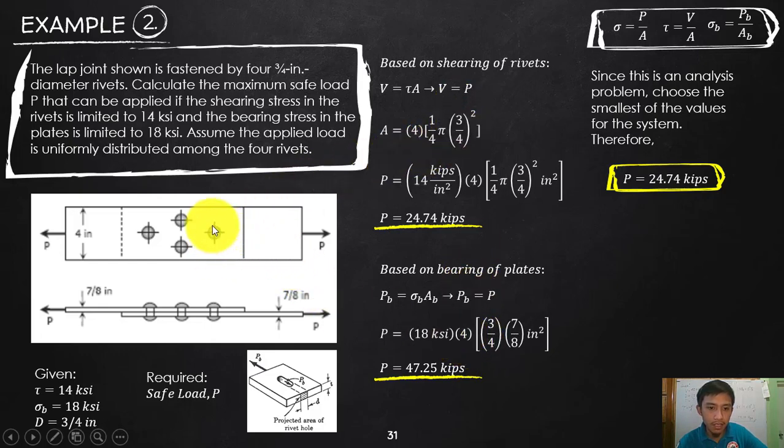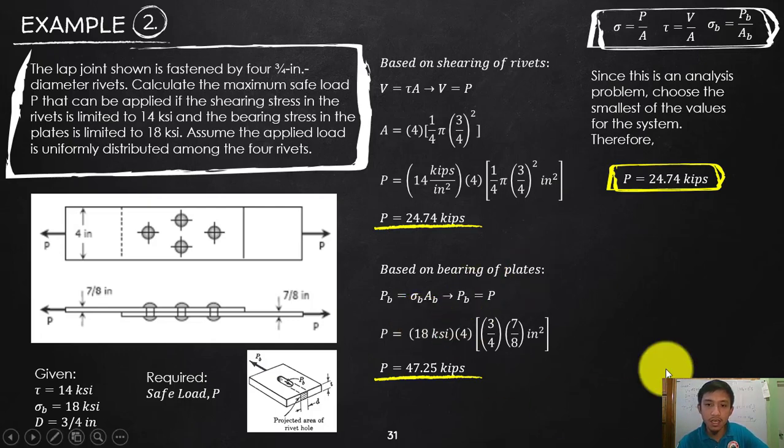So how much area is projected there? The area of one is the rectangle, which is the diameter of the rivet times the thickness, which is 7/8. So 4 times the diameter times the thickness will be in squared, and the inch squared cancels with the inch squared below the ksi. Let me just check that one. 18 times 4 times 3 times 7 over 4 times 8 will be 189 over 4, that is 47.25.